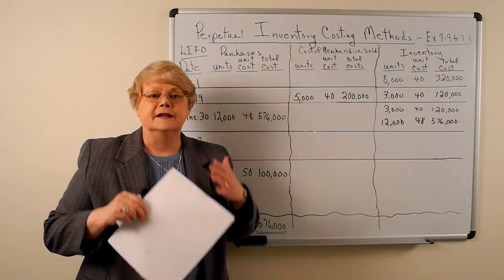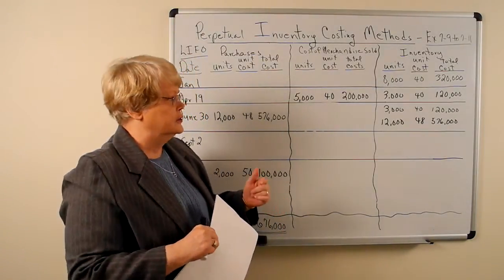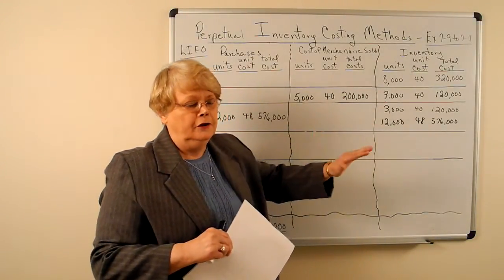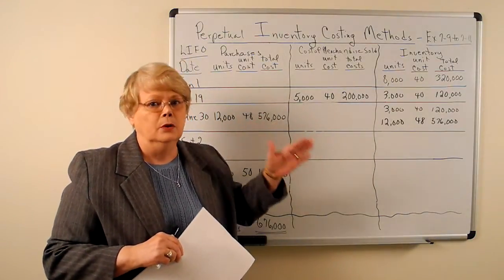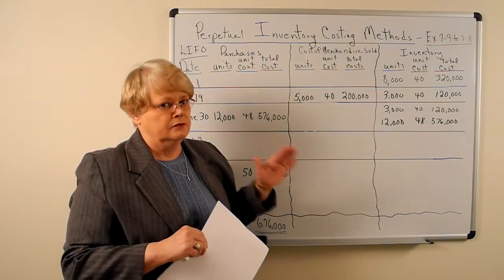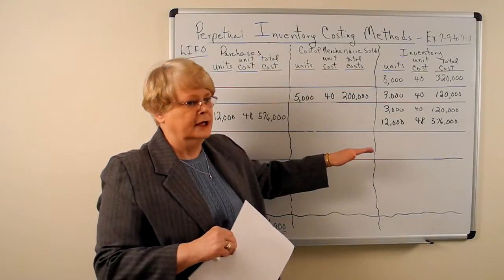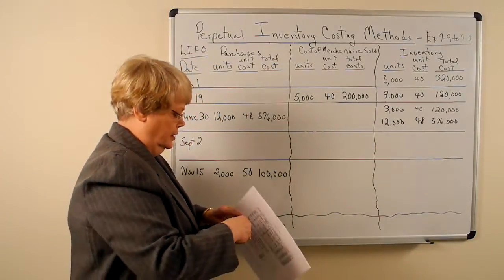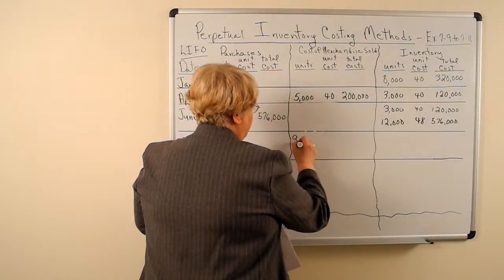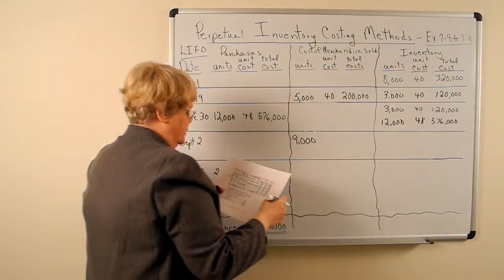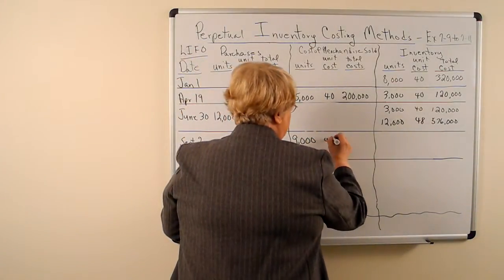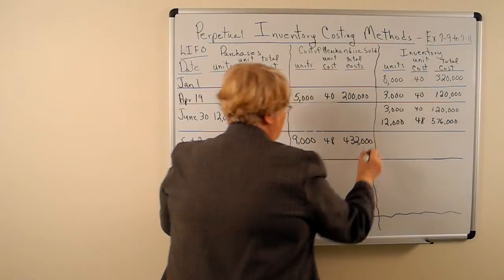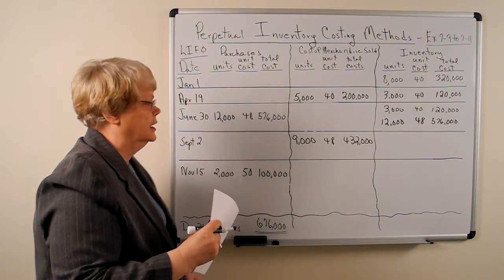Now LIFO assumes that the last items that come in are the first items that are sold. So therefore you're going to be looking at the bottom layer. And be careful when you move these layers down to keep them in the order that they were purchased. It gets real tricky. Sometimes you get confused, so be very careful. Okay, you got 12,000 here, so you can take all 9,000 from that layer, 9,000 at 48, and that is 432,000. So you took all of the 9,000 that you sold from that layer.